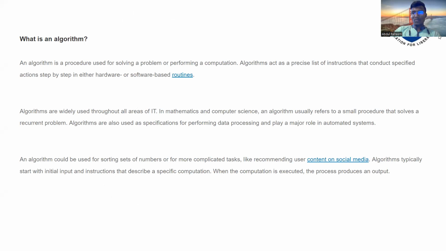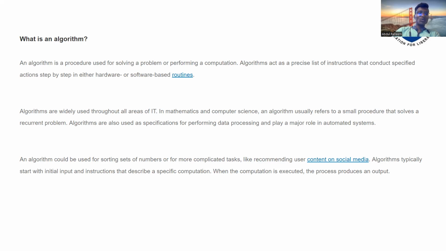An algorithm acts as a precise list of instructions that conduct specified actions step by step in either hardware or software-based routines. Algorithms are widely used throughout all areas of IT. In mathematics and computer science, an algorithm usually refers to a small procedure that solves a recurrent problem. Algorithms are also used as specification for performing data processing and play a major role in automated systems.